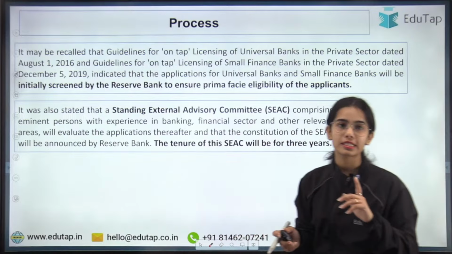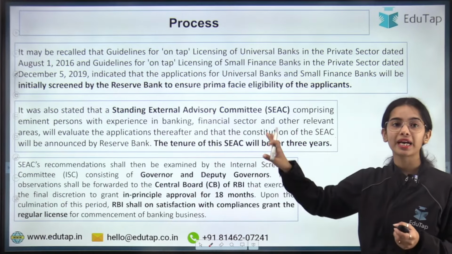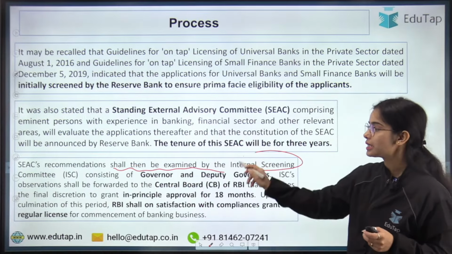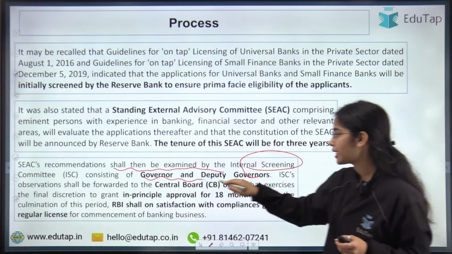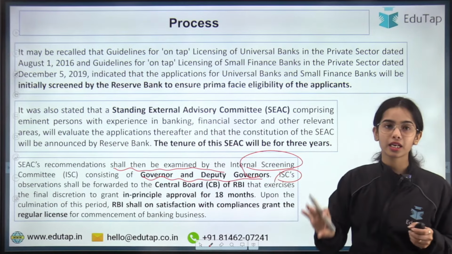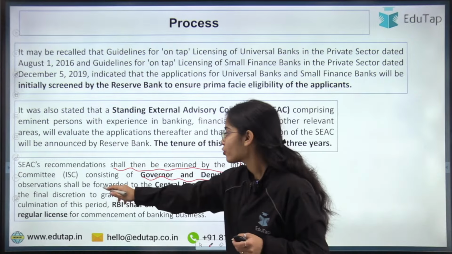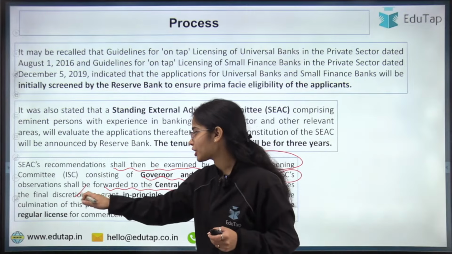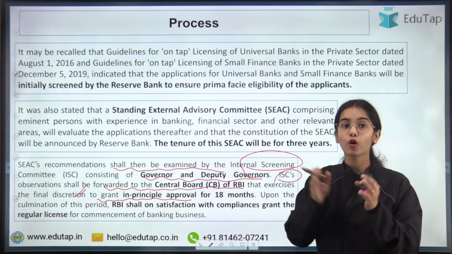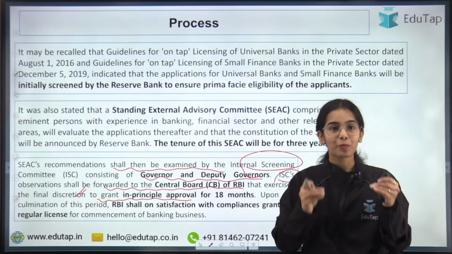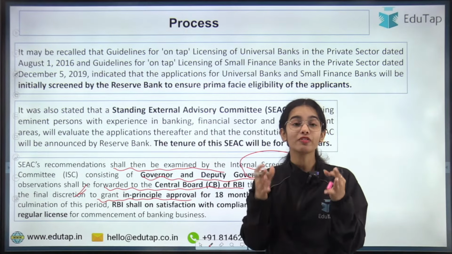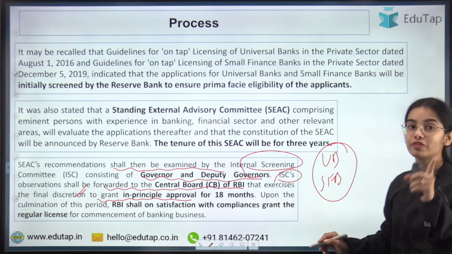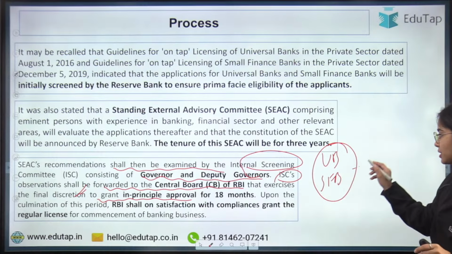Here also the process does not stop. After the evaluation done by the SEAC, the SEAC's recommendation shall then be examined by the internal screening committee consisting of the governor and deputy governors, and this internal screening committee's observations shall be forwarded to the central board of the RBI, which exercises the final discretion to grant in-principle approval for 18 months. That means the approval of the banking license will be given for the universal bank or the small finance bank, and this approval will stand only for 18 months.